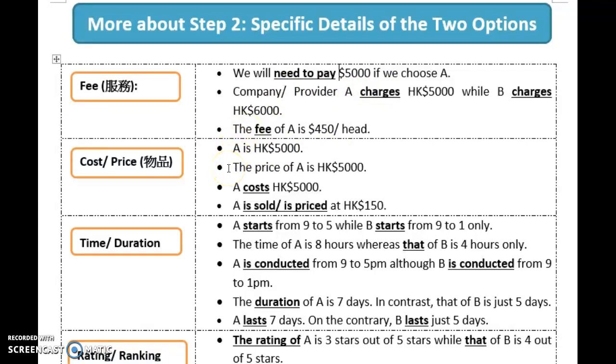If it is a price, that is the product. I always say that price refers to the product. You pay for that amount of money and then you can take the object home. So you can say the price of A is, or A costs, or A is sold, A is priced. Don't mix up price with fee.